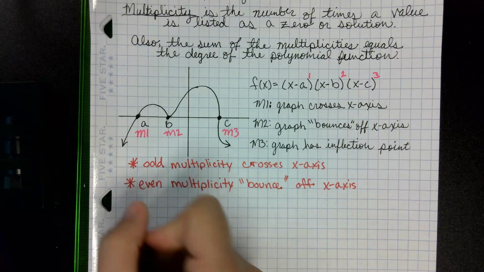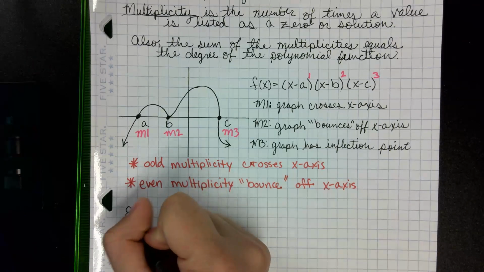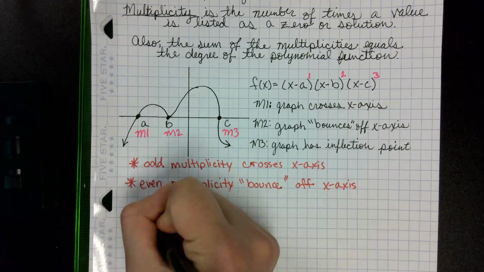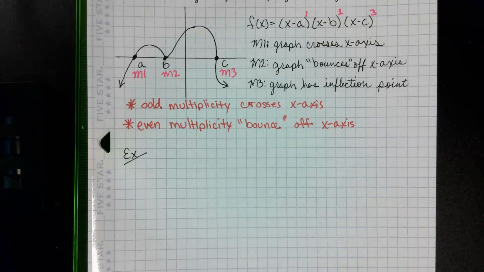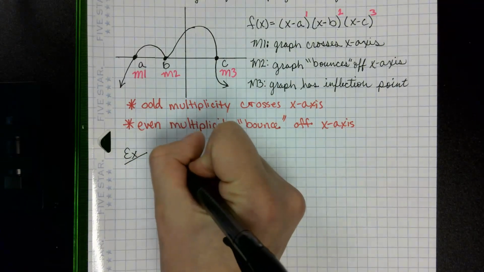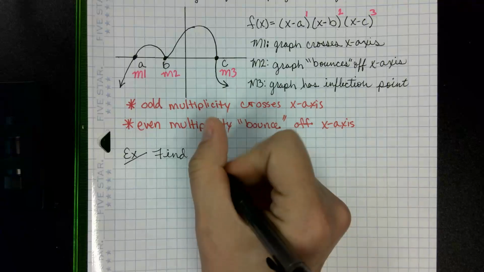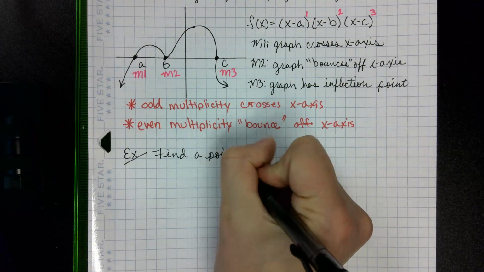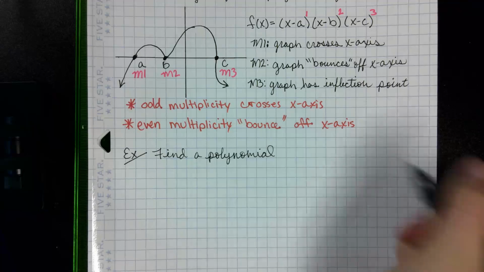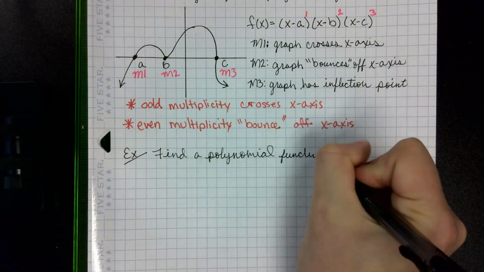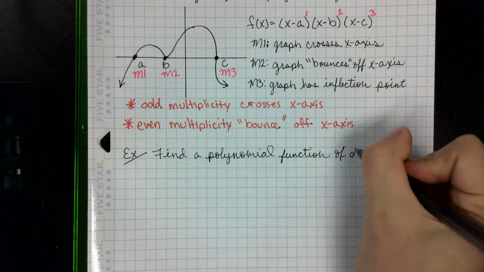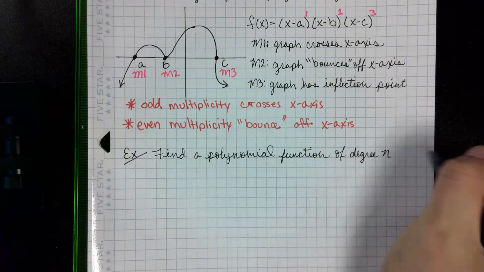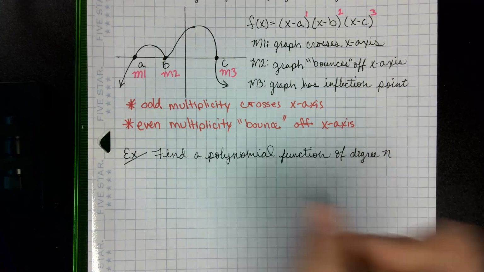All right, so an example. Today's homework assignment has 3 different sections. Number groups. The first number group is going to have problems like this one, where you're told to find a polynomial function of degree n with only the given real zeros.